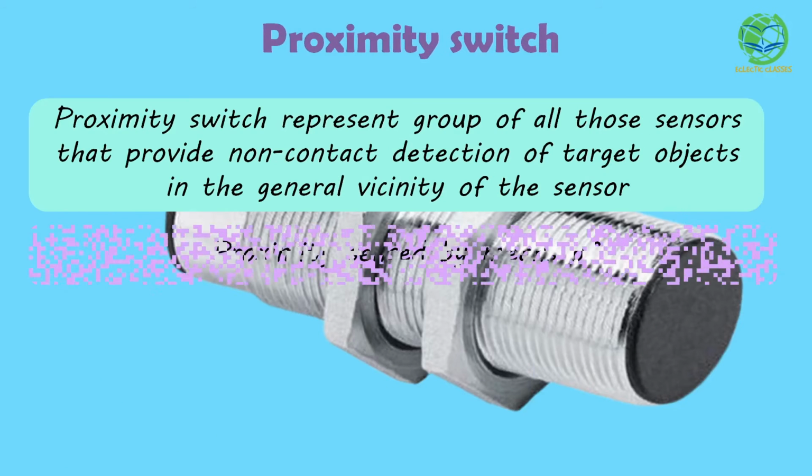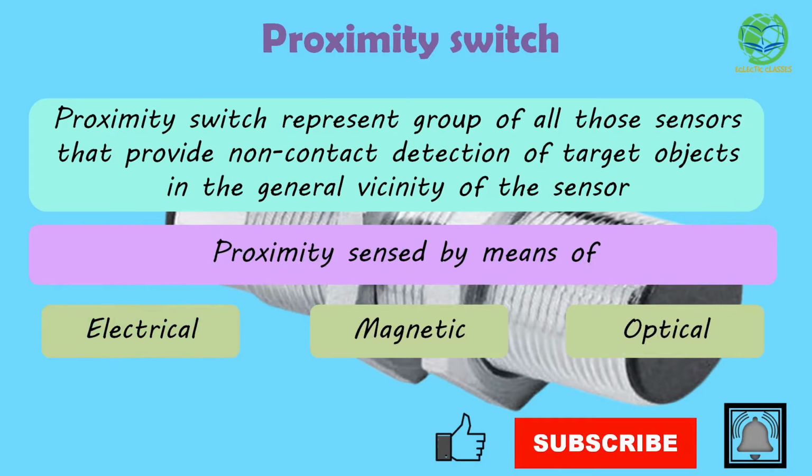From the name itself, it is clear that it is a switch which will detect the proximity or closeness of any object. Unlike normal limit switches which detect the presence by contact, as studied in our previous video, the proximity switch is a non-contact switch. Proximity switch represents the group of all those sensors that provide non-contact detection of target objects in the general vicinity of the sensor. Proximity switches sense the proximity of any object using electric, magnetic, or optical means.